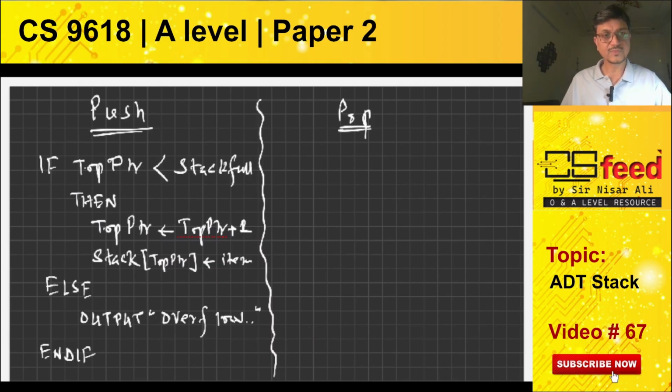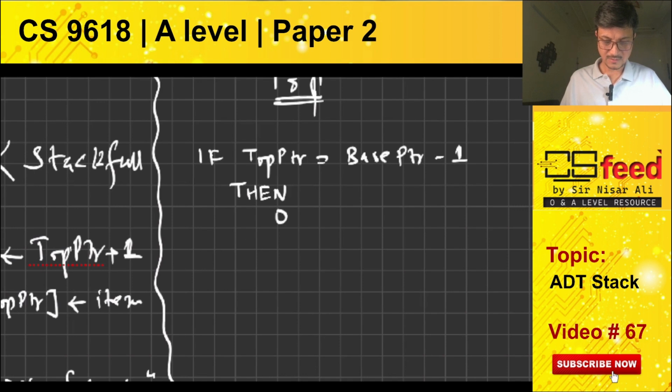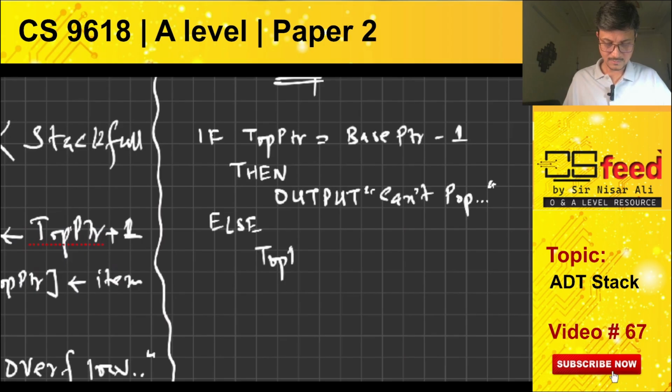And when we are doing the pop, again the condition is that if top pointer is equal to base pointer minus 1, then output can't pop. All right, else top pointer is top pointer minus 1.